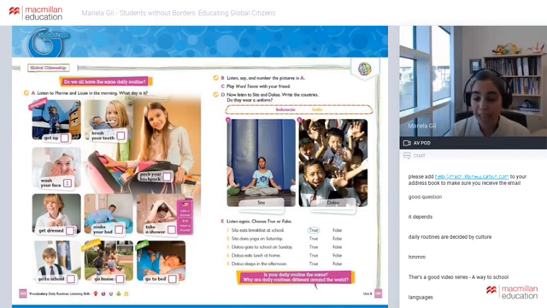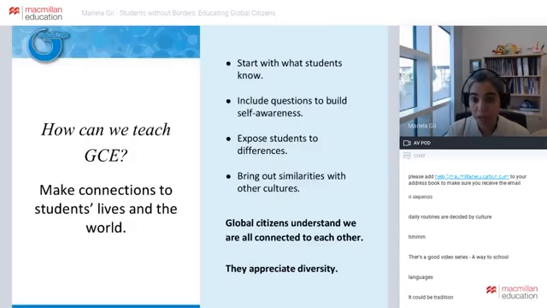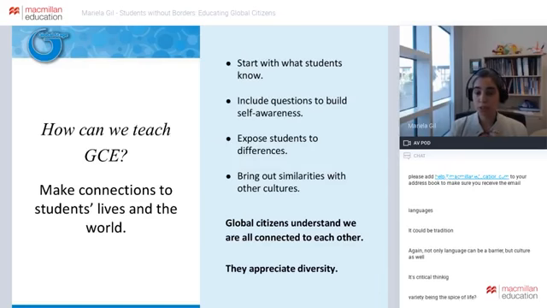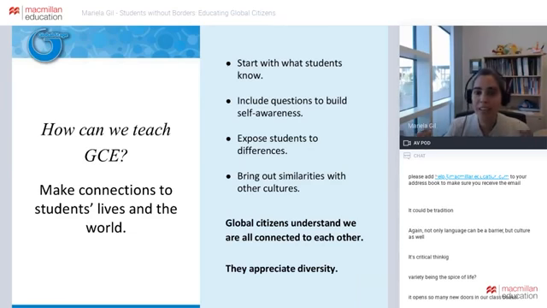So making personal connections to the material is important. Starting with what students know, their daily routine, starting with the things that they do before they go to school, and then building on that. Include questions to build self-awareness. Is your daily routine the same as everybody you know? Now that you've listened to daily routines in different parts of the world, or been exposed to differences, what is similar? Find the connections with other cultures. And then what are the reasons for things that are different?